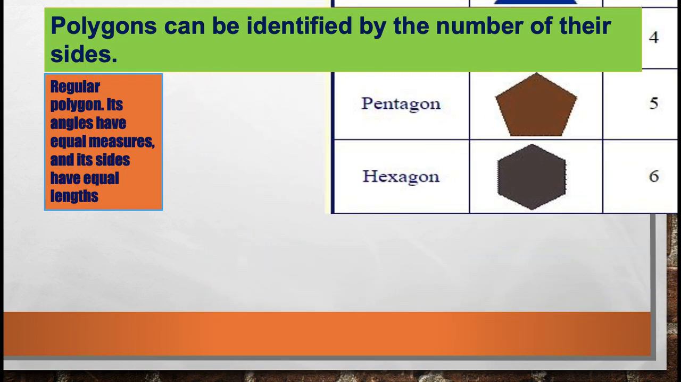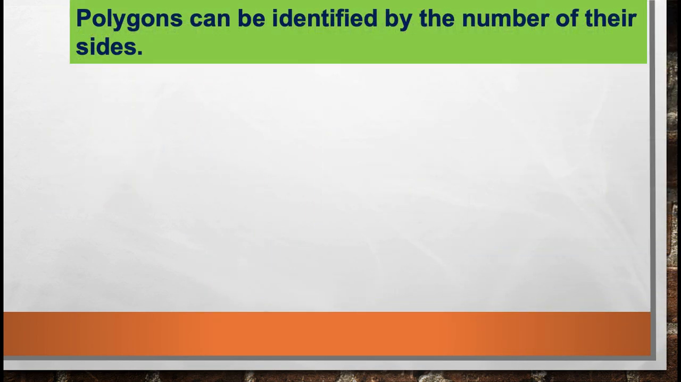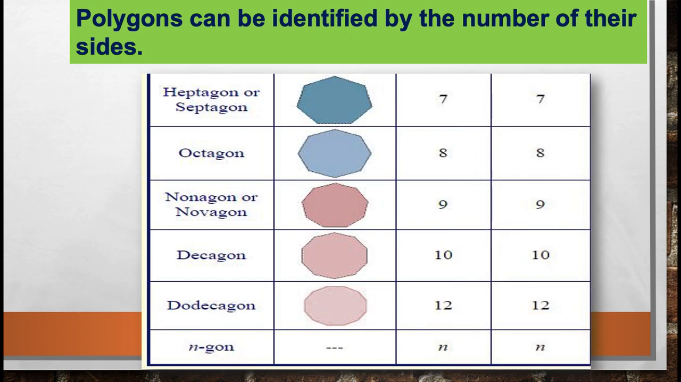Now we will speak about the remaining types of polygons. A heptagon has 7 sides and 7 angles. An octagon has 8 sides and 8 angles. A nonagon has 9 sides and 9 angles. A decagon has 10 sides and 10 angles. A dodecagon has 12 sides and 12 angles.